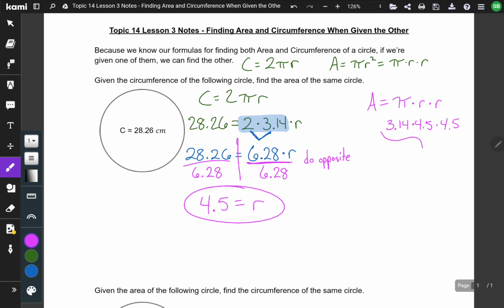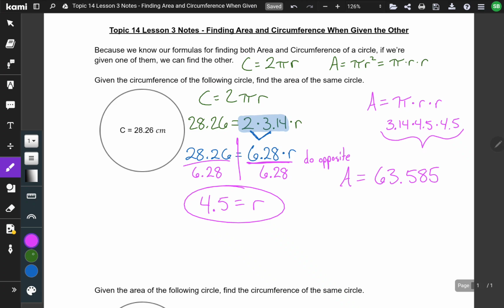And from here, that's just a matter of plugging that into the calculator. 3.14 times 4.5 times 4.5. And I get 63.585. Now, that is our area. That is what A equals.